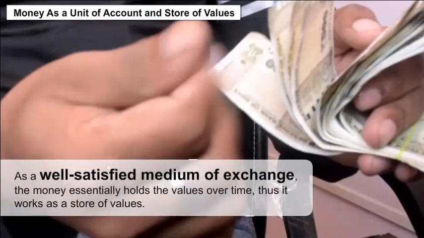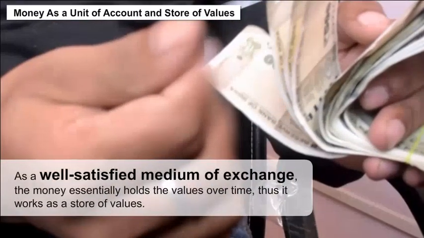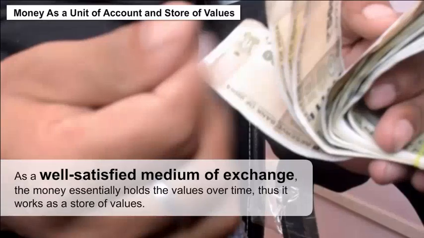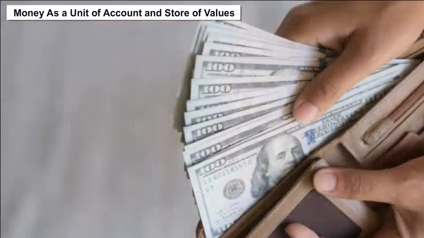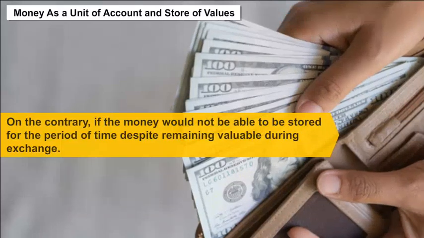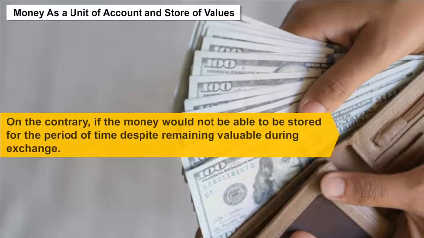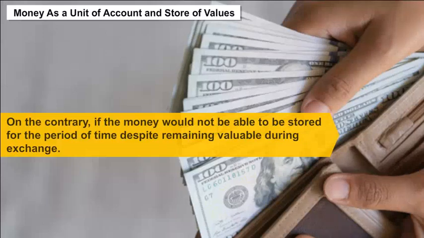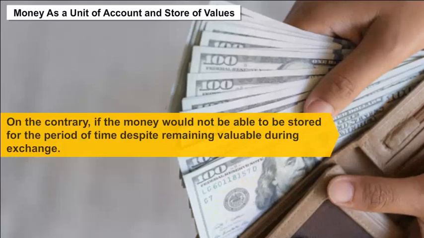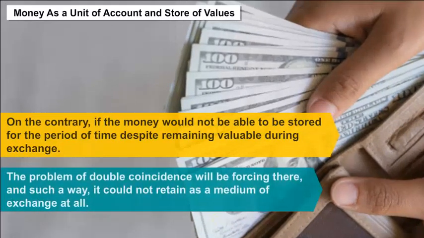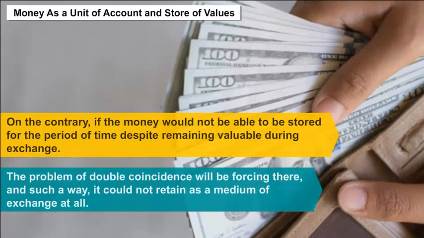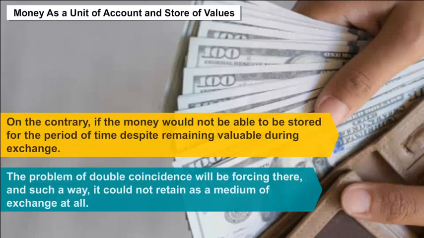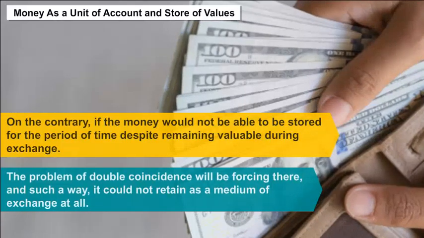As a well-satisfied medium of exchange, money essentially holds values over time, thus it works as a store of values. On the contrary, if money could not be stored for a period of time, despite remaining valuable during exchange, the problem of double coincidence would return, and in such a way it could not remain a medium of exchange at all.